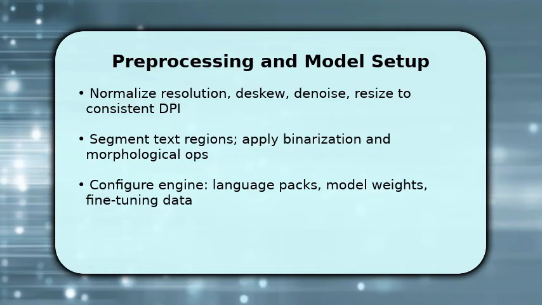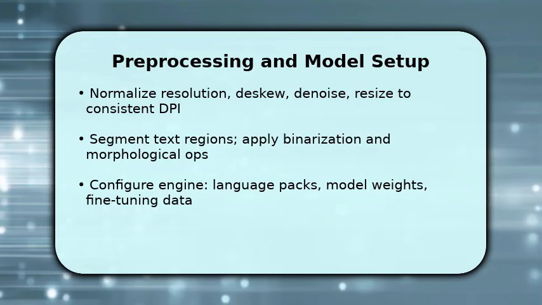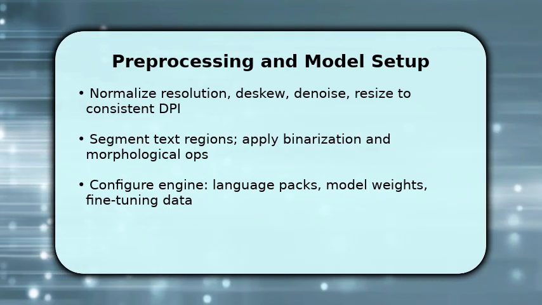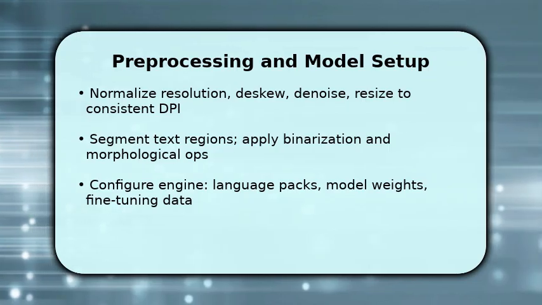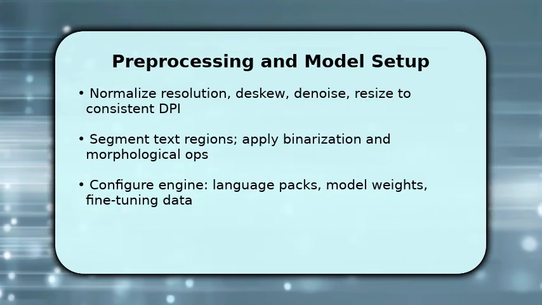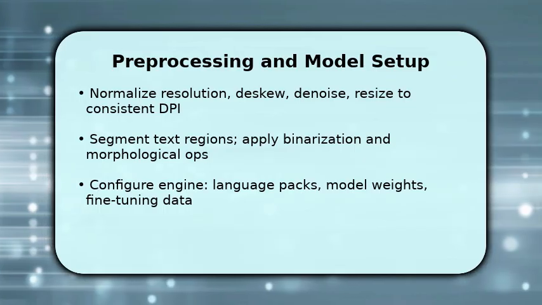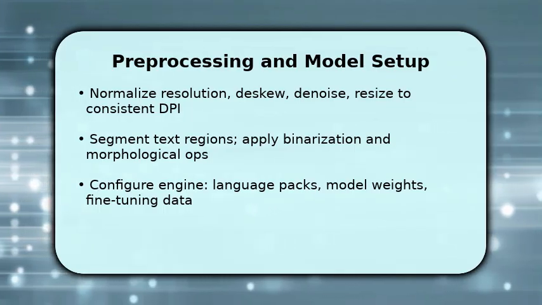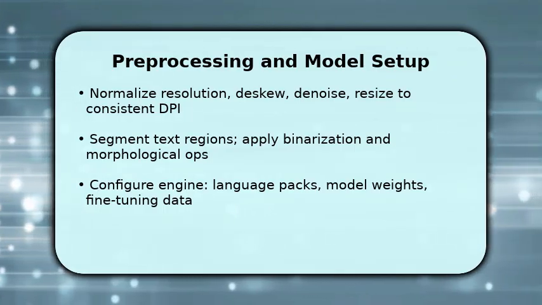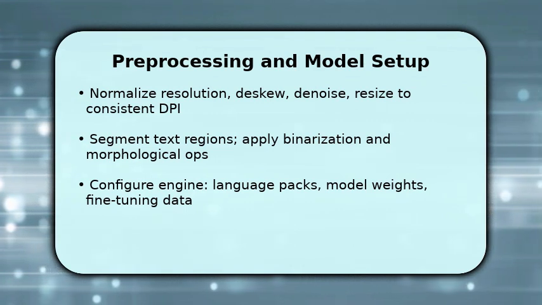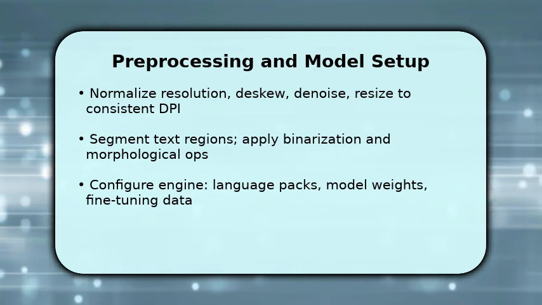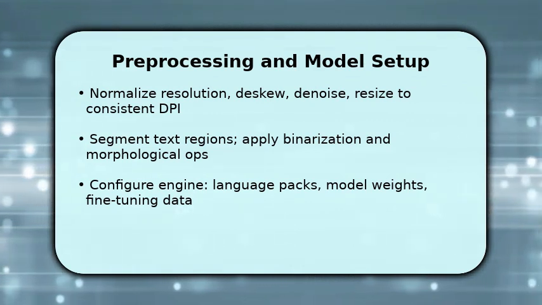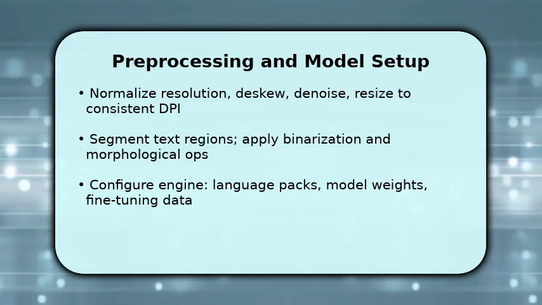Next, segment regions of interest, use contour detection or a lightweight detector, and apply binarization and morphological operations to improve contrast. Once segmented, configure your OCR engine, install language packs, load model weights, and prepare fine-tuning datasets if accuracy lags. Make sure to validate after each change so you can trace which step helped most.